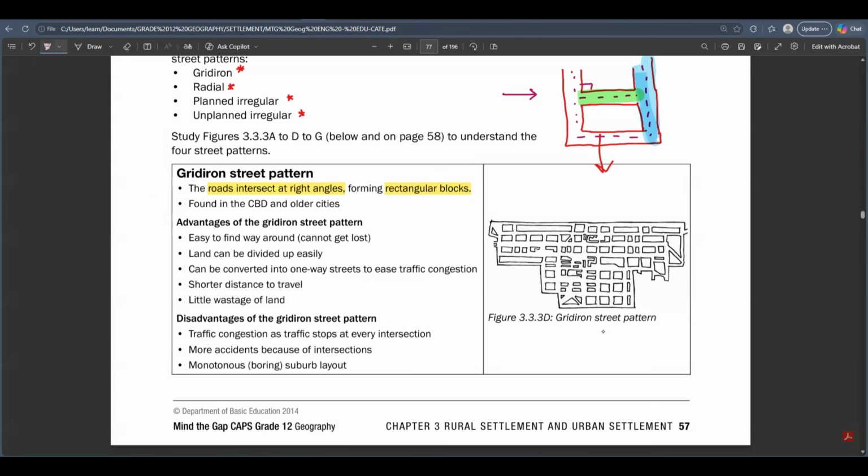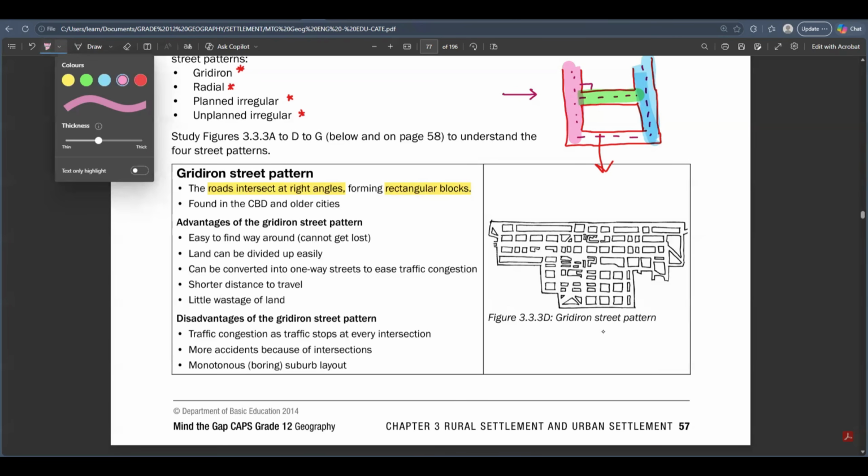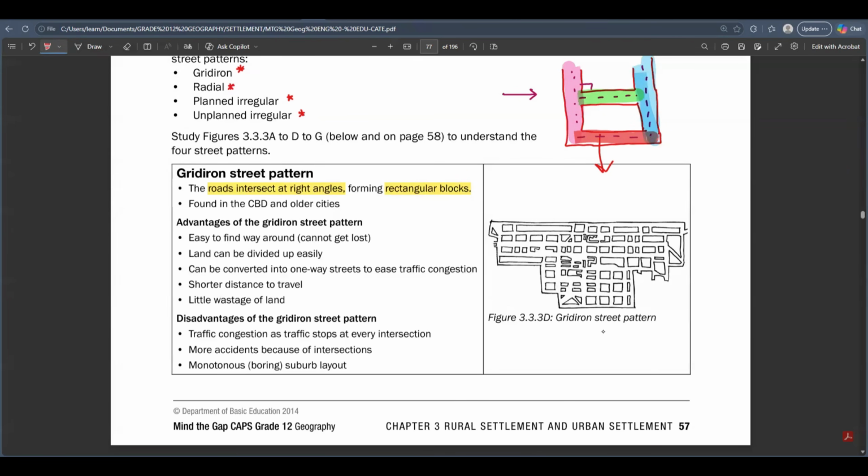Just like here, we've got another road here. This is another road here. When it intersects with this one that is green, it intersects at an angle of 90 degrees. Similarly, the one highlighted in red, when it intersects with the blue road and the purple road, it makes an angle of 90 degrees, such that when the roads are intersecting, they form rectangular blocks. Okay, so they form what? They form rectangular blocks.